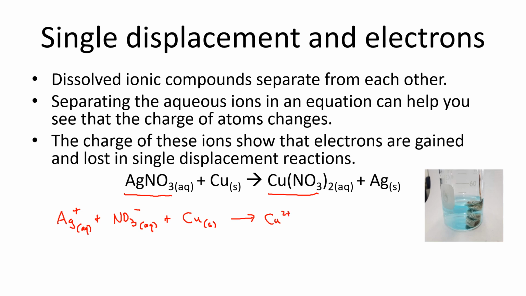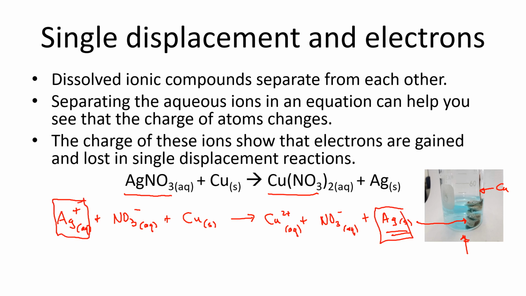Copper has this 2+ charge, and then nitrate still has the negative charge, and now it's silver with no charge, right? So this is solid, this is aqueous, this is aqueous. So that's what's going on in our original reaction that we were looking at. We made this silver solid, it's the flaky stuff you see there on the outside of this copper wire. And so you can see that the silver went from having a positive charge to being neutral. So to do that, it had to gain an electron, right?